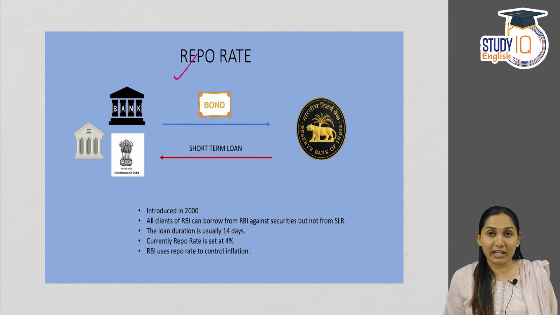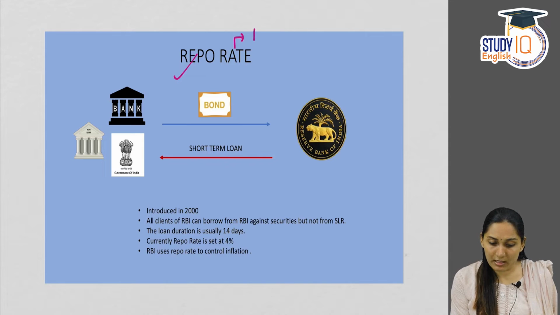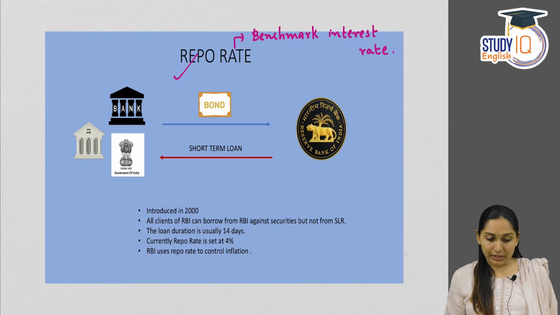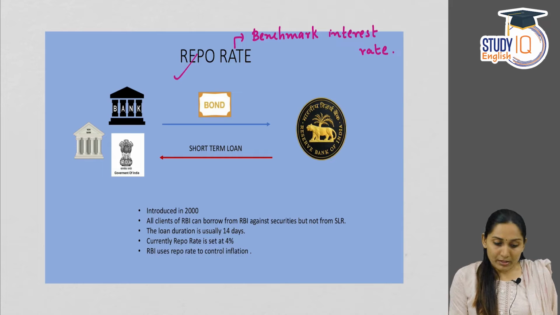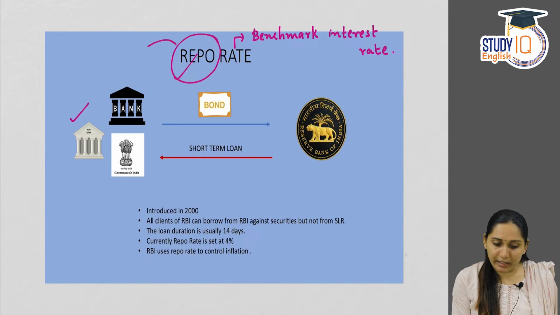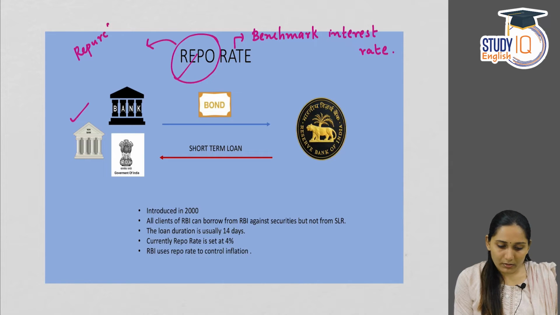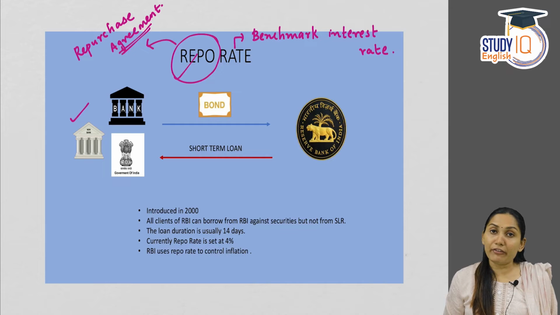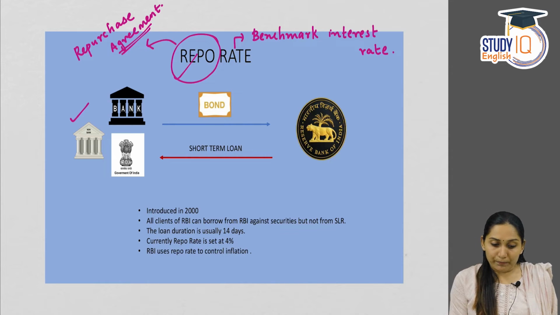Next is repo rate, which is very important. Repo rate is also called as the benchmark interest rate. What is a repo rate? In case of a repo rate, the bank can borrow from the RBI. So this is basically a repurchase agreement. Repo refers to repurchase agreement. Okay, so under the repurchase agreement, the banks can borrow money from RBI on a short-term basis. So the interest charged by the RBI on such short-term lending is known as the repo rate.